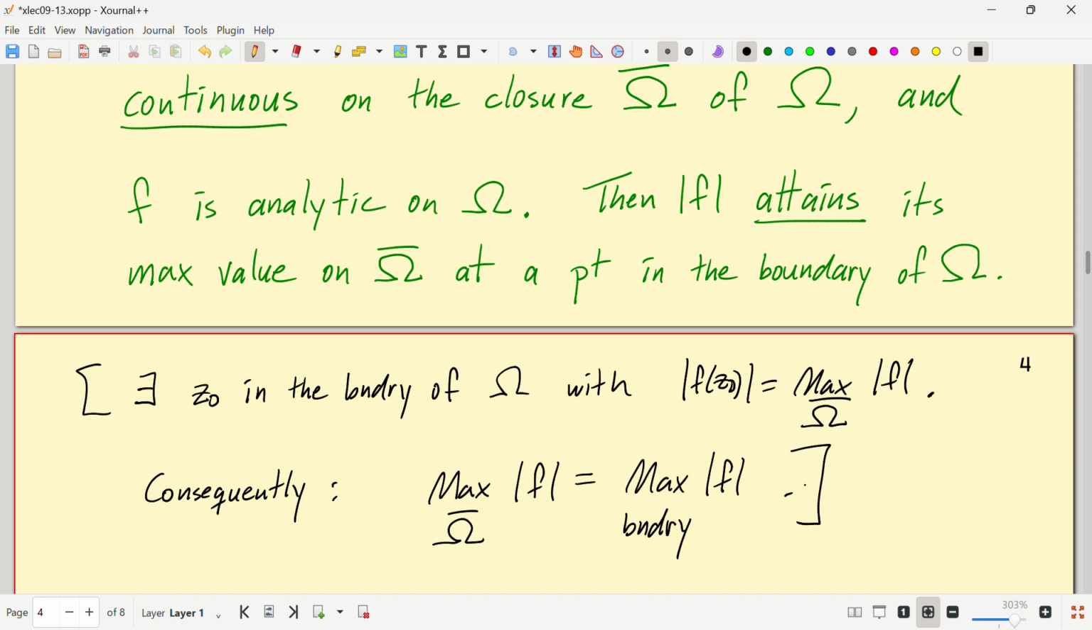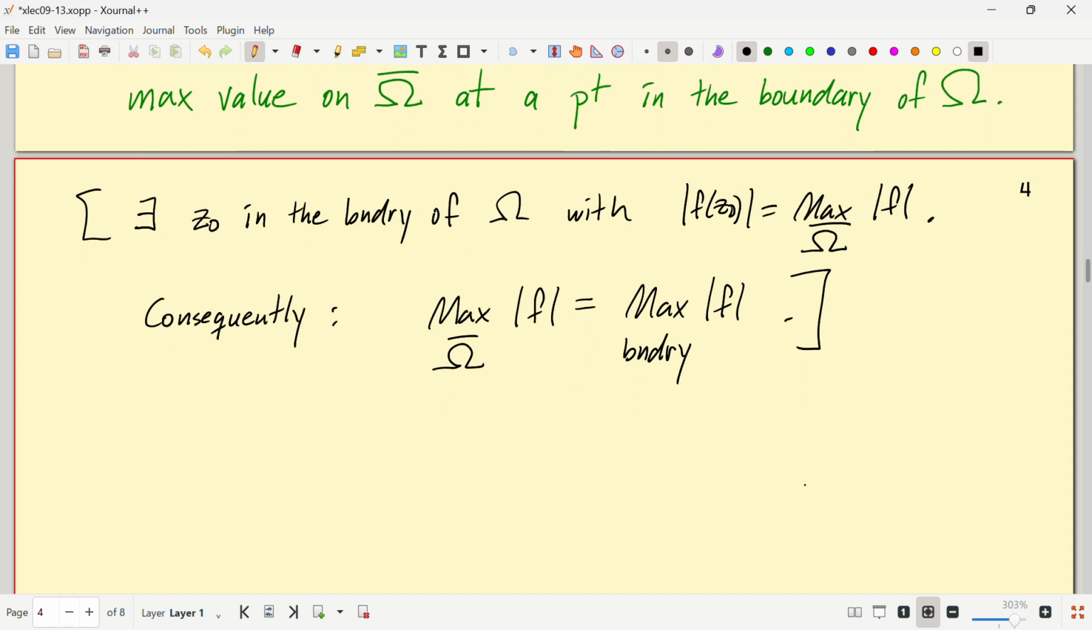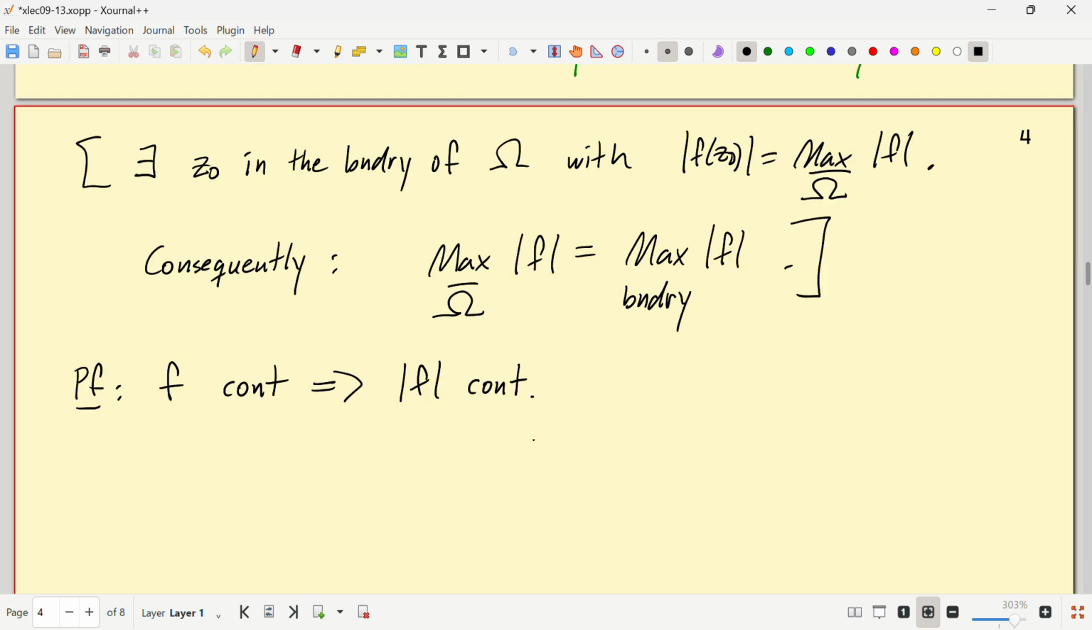So those are another ways of saying it. Well, the proof is kind of a snap. F is continuous on omega closure. So let's see, F continuous implies the modulus of F is continuous. That's a simple exercise. And modulus of F is continuous on omega closure, which is a closed and bounded set.